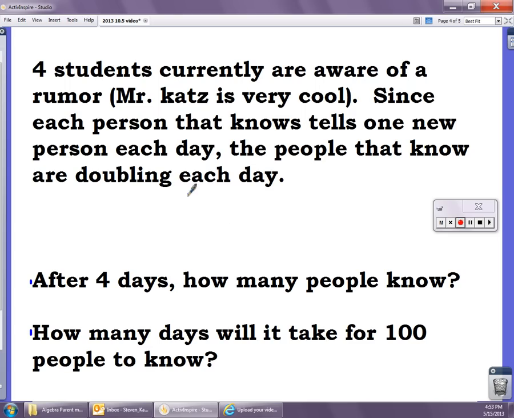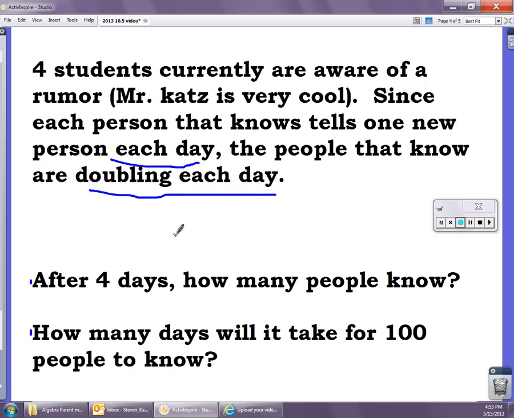All right. So here it says 4 students currently are aware of a rumor, and that rumor is Mr. Katz is very cool, obviously, a very true rumor. Since each person that knows tells one new person each day, essentially the rumor is doubling. The amount of people that know every day is going to double, because when 4 people each tell a person, now 8 people know. And then when those 8 people tell another person, now 16 people know.